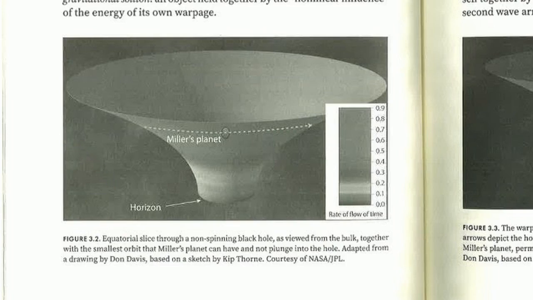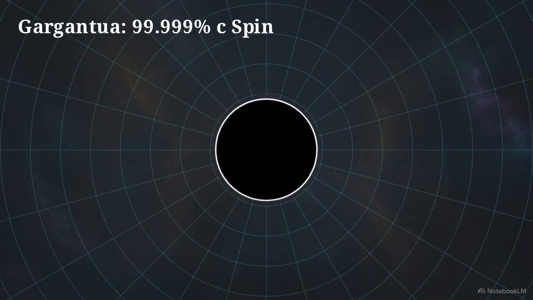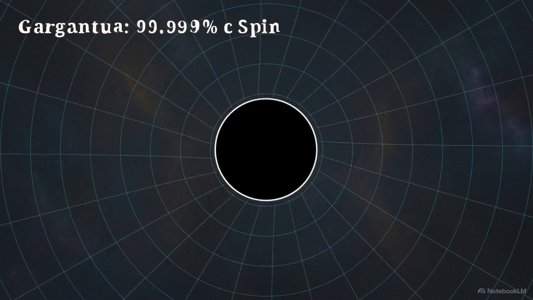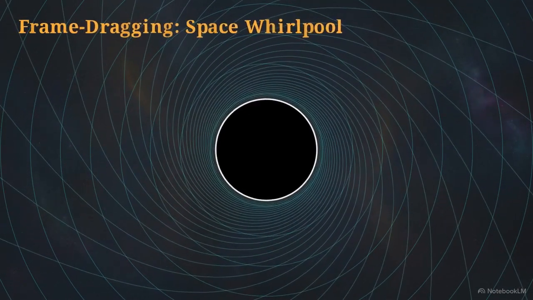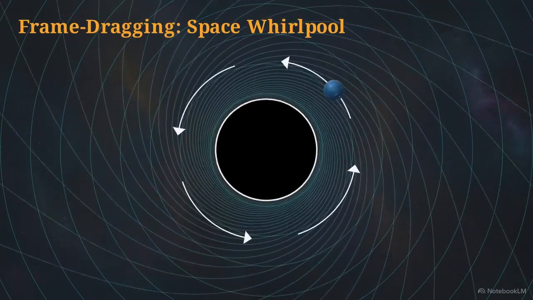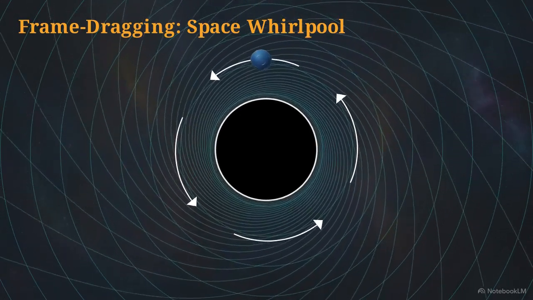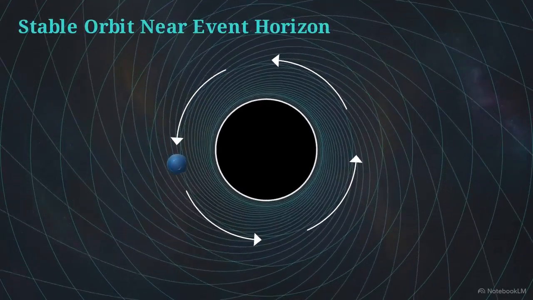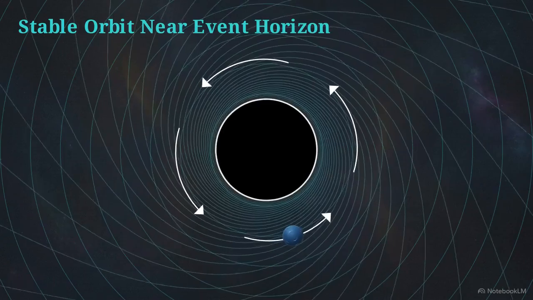Figure 3.2 shows a non-spinning black hole. If Miller's planet were this close to a stationary Gargantua, it would immediately plunge into the void. However, Gargantua spins at 99.999% light speed, introducing frame dragging. The black hole physically drags space itself into a whirling tornado. This drag stabilizes the planet's orbit, allowing it to survive so close to the horizon without being consumed.